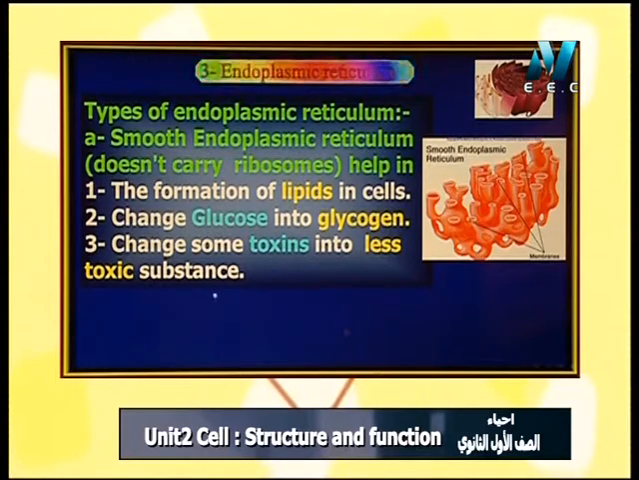عشان كده بنلاقي إن الهيباتيك cells أو liver cells containing a great number of smooth endoplasmic reticulum for the formation of lipids and the conversion of glucose into glycogen, and also changing toxic substances into less toxic or non-toxic substances.